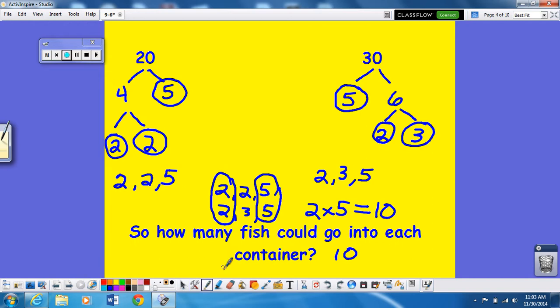So basically what we did here was we made a factor tree where we broke down each of these numbers into multiplication problems until we had all prime numbers. We listed them, and then we circled the common factors. We multiplied them together, 2 times 5, not 2 times 2 times 5 times 5. A common factor here is 2. A common factor here is 5. 2 times 5 is 10, and that gives us our greatest common factor for 20 and 30.